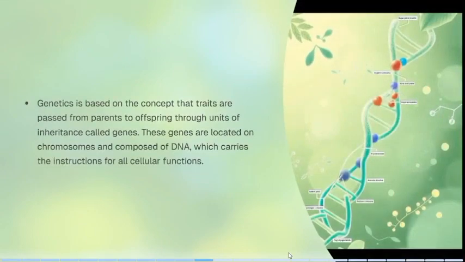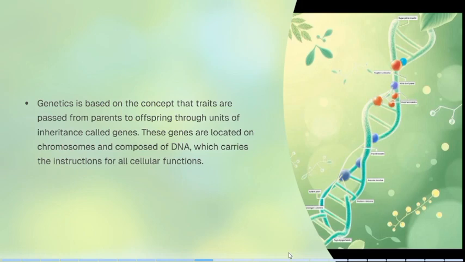Genetics is based on the concept that traits are passed from parents to offspring through units of inheritance called genes. So in genetics, there is this belief that parents pass parts of their traits onto their offspring. Like what we see in humans, where the child, the offspring of a mother and a father, would have traits of the father and also traits of the mother. These traits are being passed on by what are called genes. Genes from the father and genes from the mother combine and form the offspring.